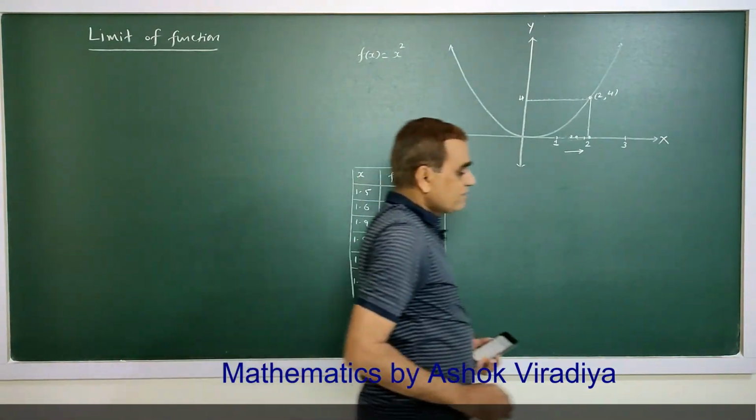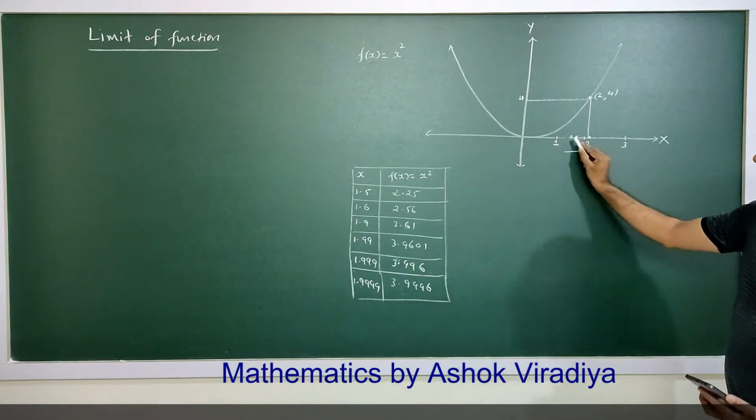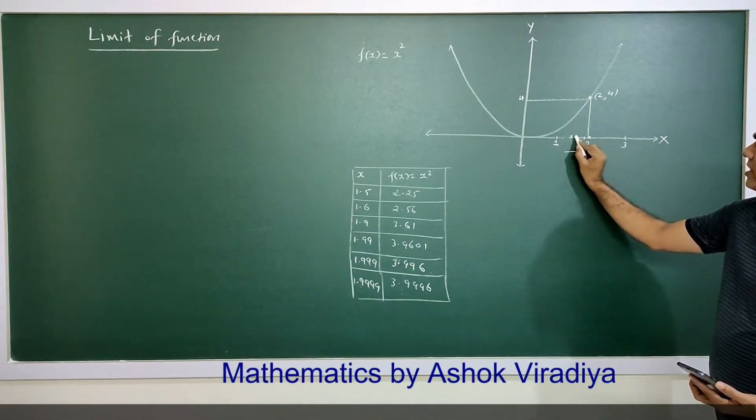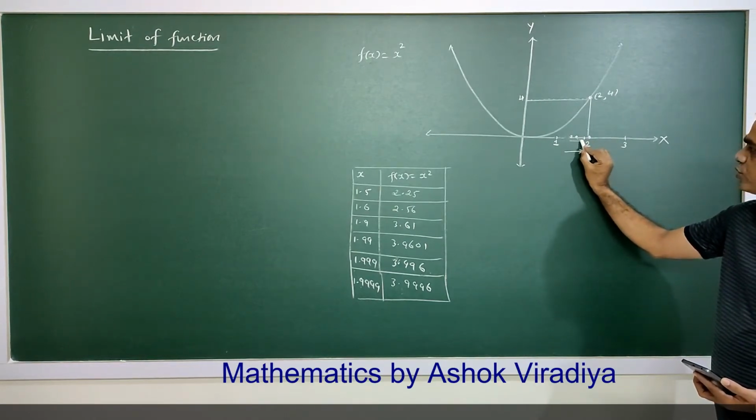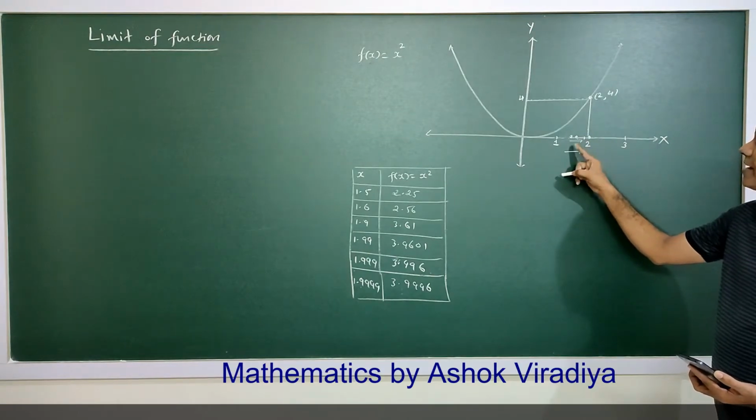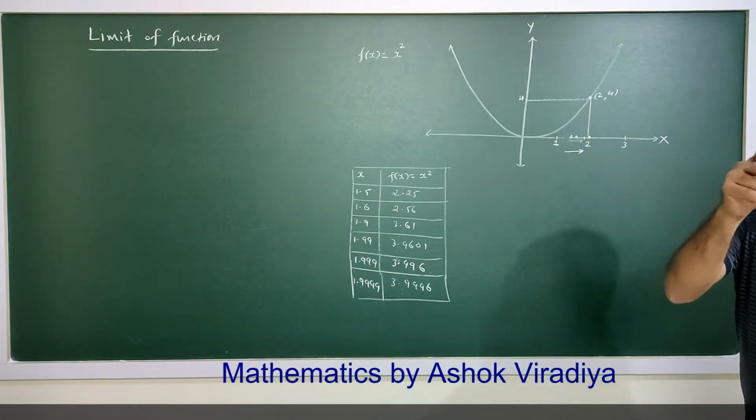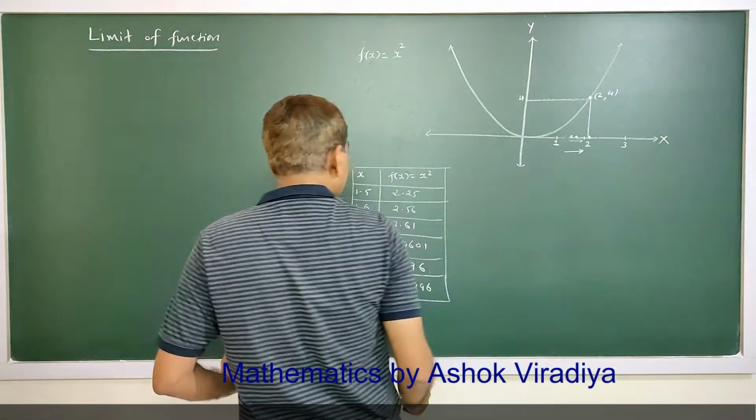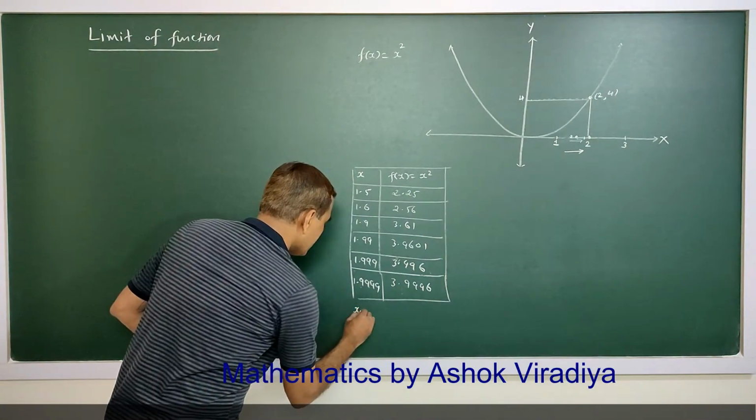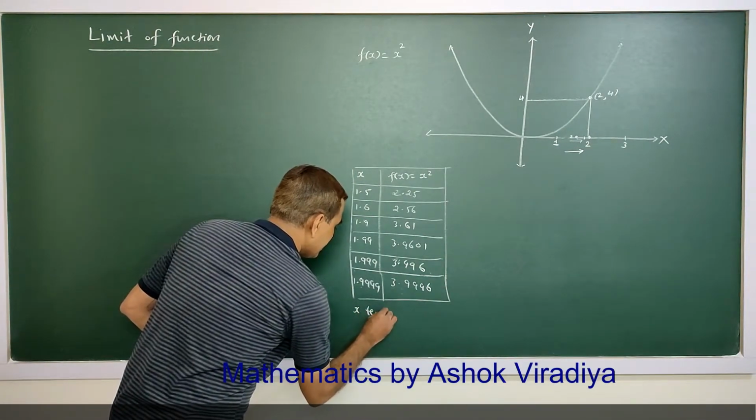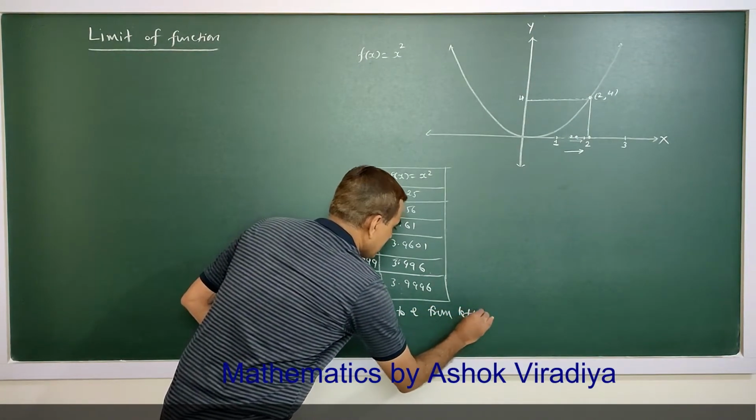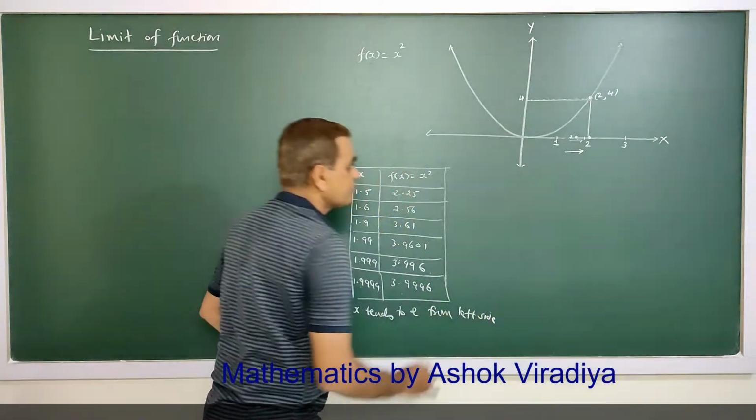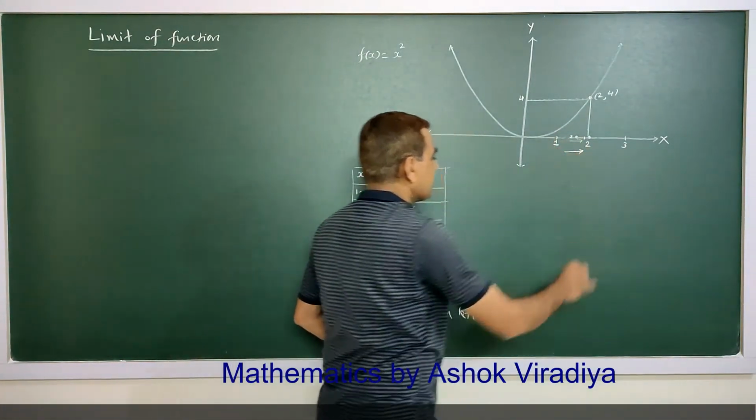So in this procedure what I have done, I am changing the value of x going near and near towards 2. So x is changing values from the left side of 2. x tends to 2 from left side.